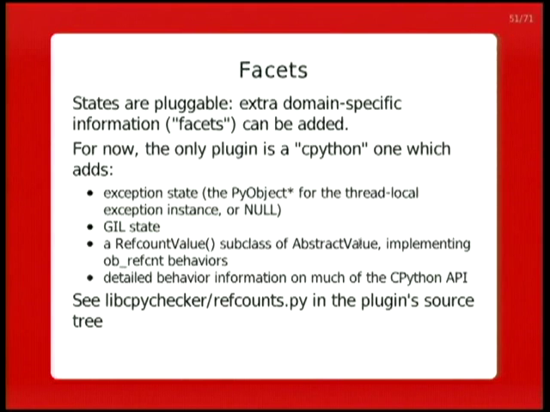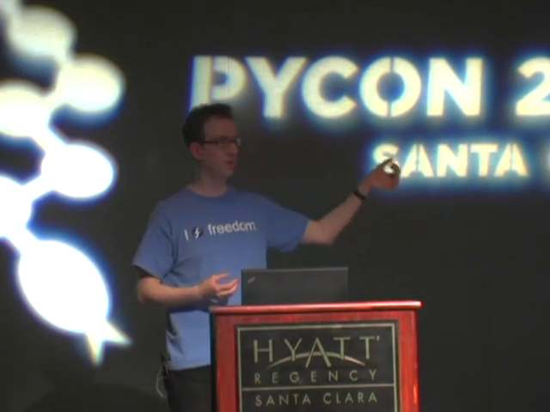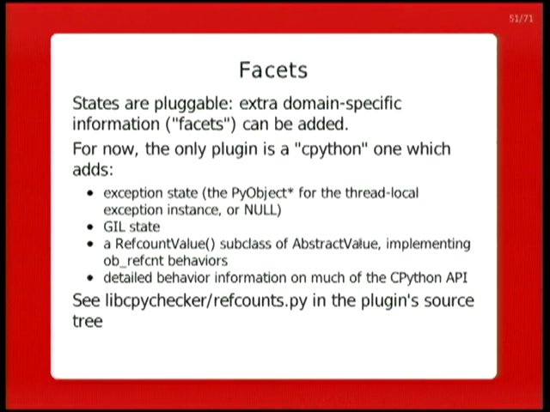And it's pluggable. This part of state represents C and C++'s basic semantics, but you can add additional domain-specific facets of state. So not only does it allow you to hack in Python on GCC, but also you can extend the static analysis engine in Python. Right now the only one is a CPython facet, which adds what is the status of the thread local exception state, has an exception been raised, do we own the GIL or not? And it adds some new abstract value types for that, specifically for handling the reference count semantics, along with all that detailed information I mentioned before about how the CPython API works. For example, does this function return a new ref versus a borrowed ref? Does this function steal a reference to argument number 3, and so on and so forth?